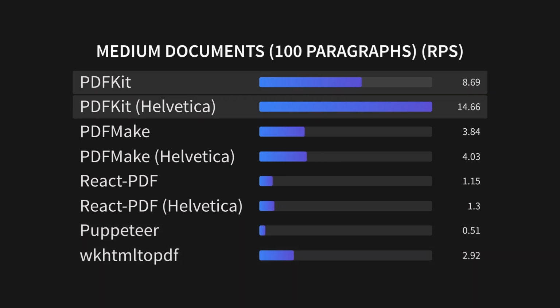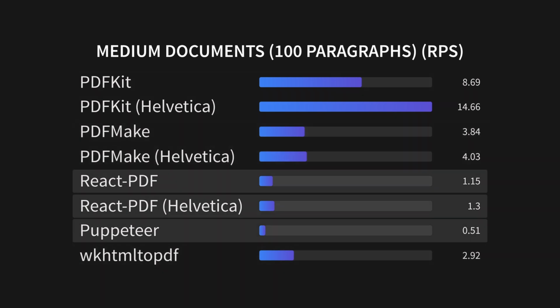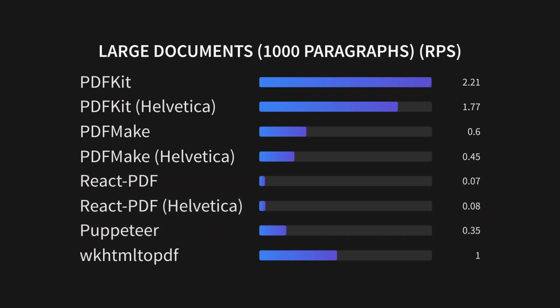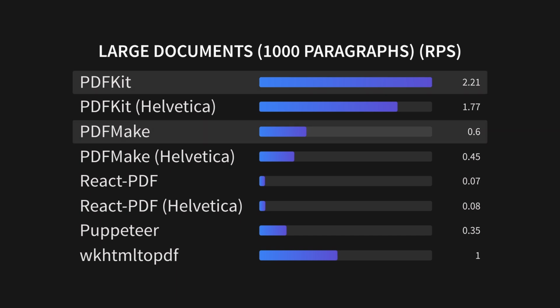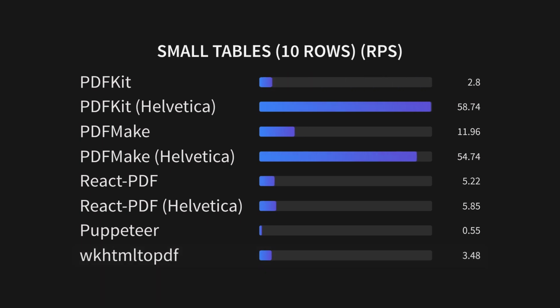With medium text documents, PDFKit is the clear leader. PDFMake and wkhtmltopdf also show good results. Meanwhile, React PDF and Puppeteer are much slower. With large documents, we get similar results. However, there is an anomaly I can't explain. PDFKit and PDFMake work faster with custom fonts. Additionally, in this case, wkhtmltopdf becomes even faster than PDFMake.